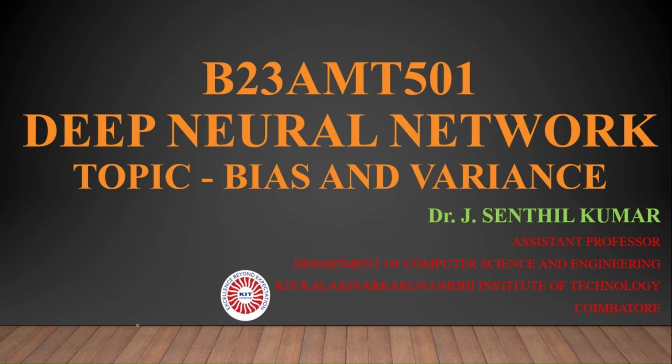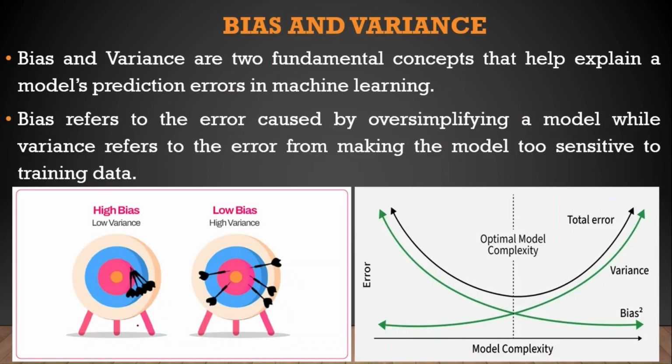So let us start our points. That is bias and variance. So what is bias? Bias refers to an error that occurs by oversimplifying a model, while variance refers to the error from making the model too sensitive to the training data.